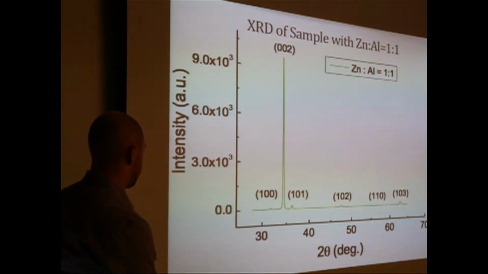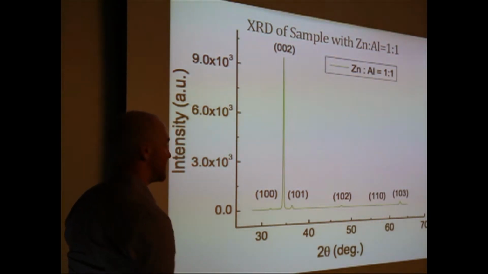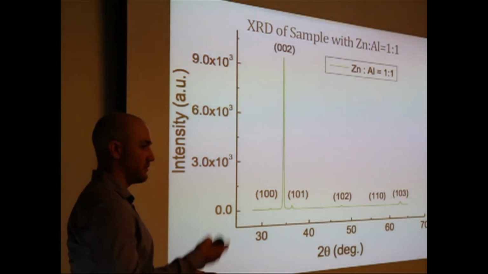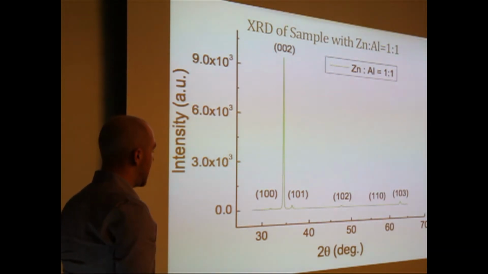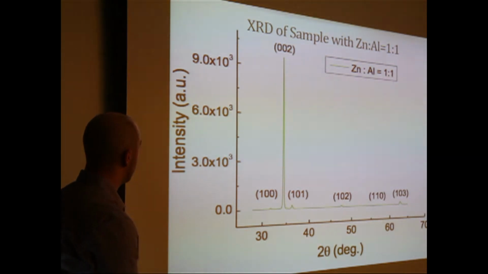You see this peak right here. It's preferentially increasing the crystal structure in the 002 orientation, and this is because the nanowires are perpendicular to the substrate, and they're all very uniform. So any XRD that we get off of that is going to be in that direction.